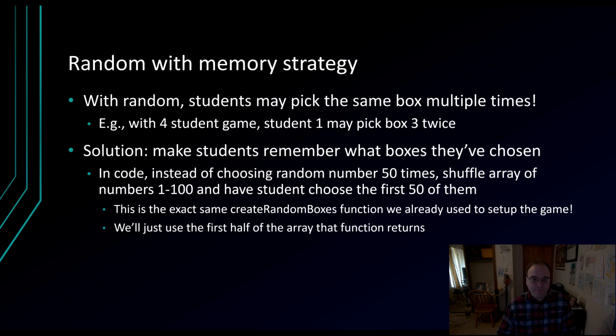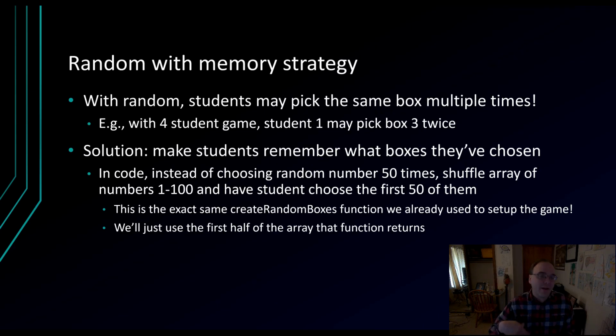That's just not fair. Okay, so the solution here, of course, is just to make the students remember which boxes they've chosen. So in code, we could try to do some kind of memory thing where we choose a random number, remember that we chose that random number by inserting it into an array, and then choose a random number the next time. But if we accidentally choose the same number, we look through the array and say, oh, we've already chosen a 5. We chose a 5 again.